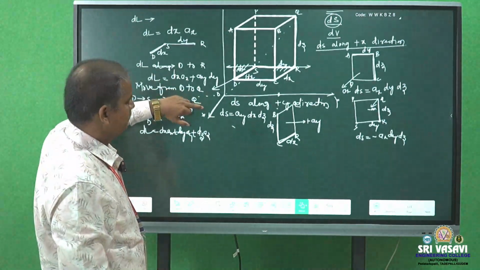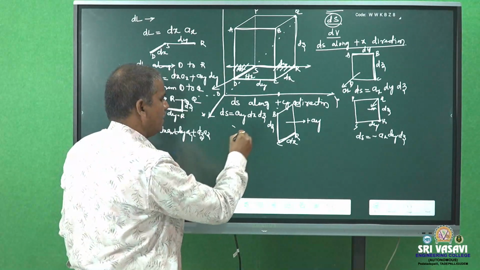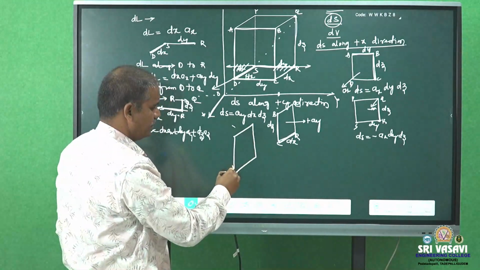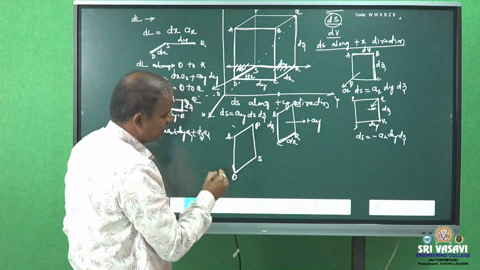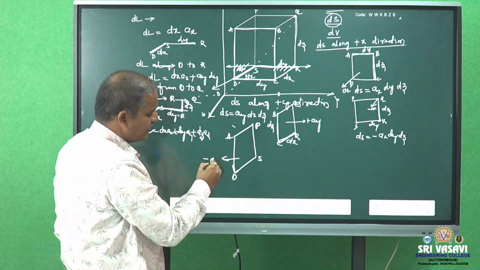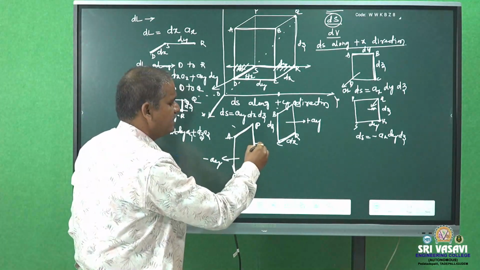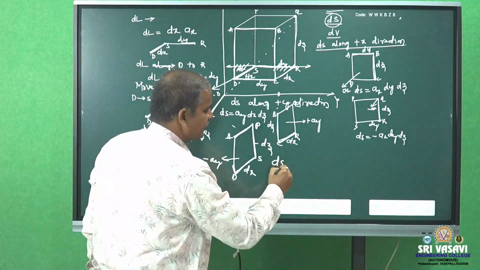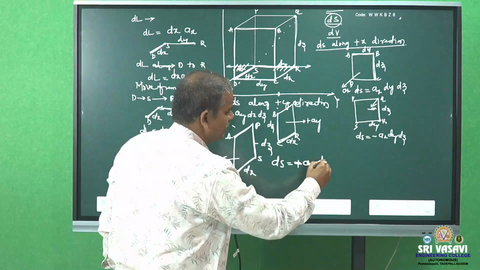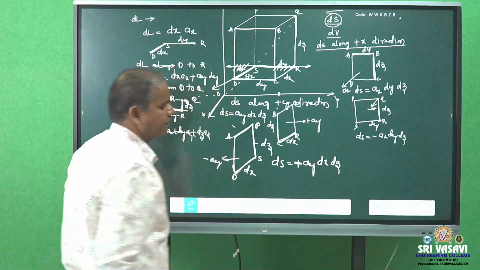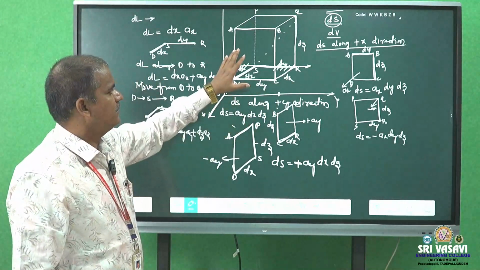We represent the same, that is A, P, S and D. This is towards negative y, that is minus ay. This is dx, this is dz. So same, differential surface along direction negative y, that is minus ay into dx and dz. So x direction is over, y direction is over, we proceed with z direction.